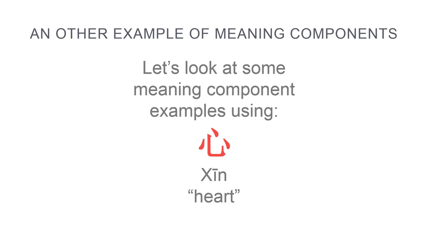Okay, let's now look at examples using xin, which is the component for heart. Whenever we see this component in a character, there's a very good chance that the meaning of the character is related to either thought, emotion, or some kind of feeling. So let's have a look at a whole range of characters here.